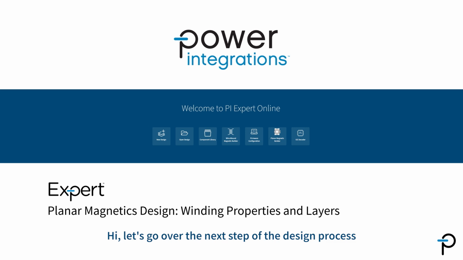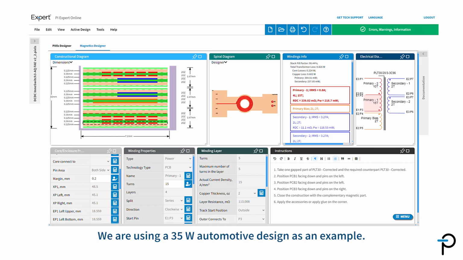Hi, let's go over the next step of the design process for planar transformers using the Planar Magnetics Designer tool in PI Expert. We are using a 35-watt automotive design as an example. After having made the changes related to the stack-up, we can proceed further with the changes to the other properties of each of our windings and layers.